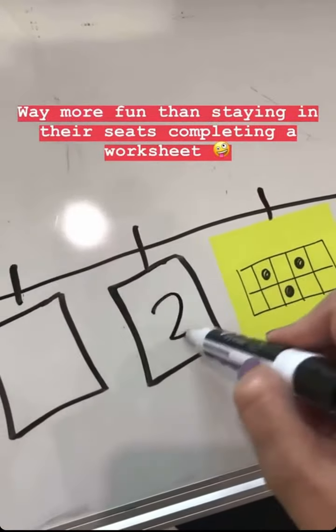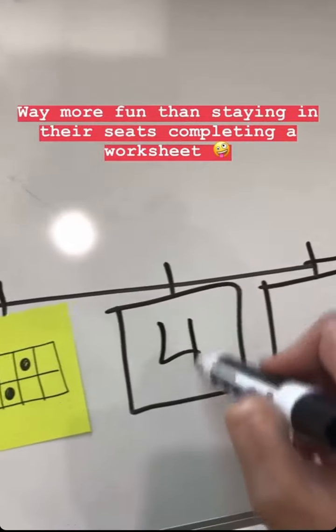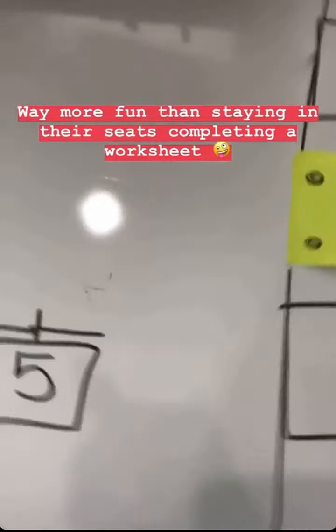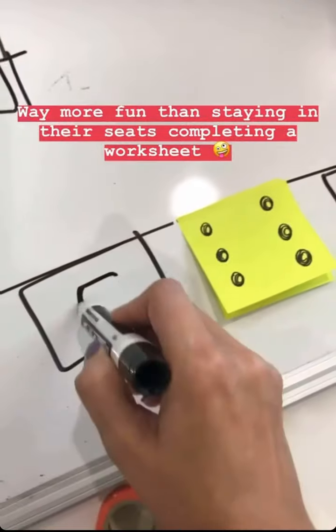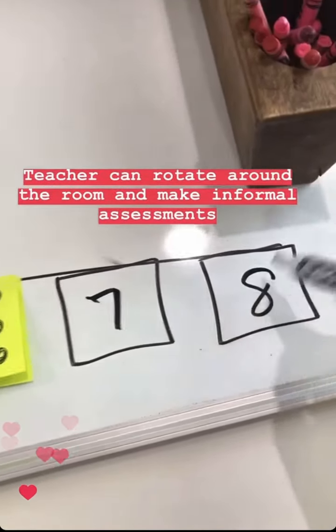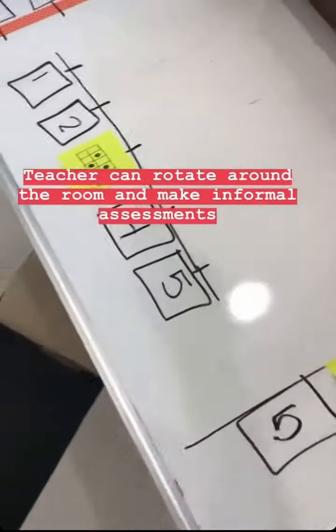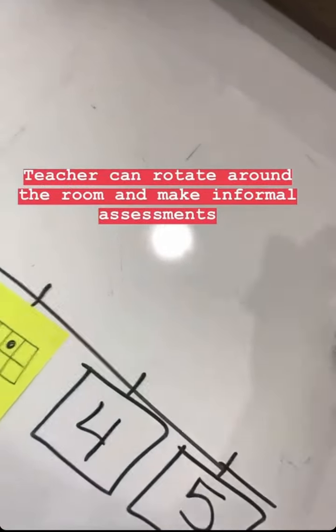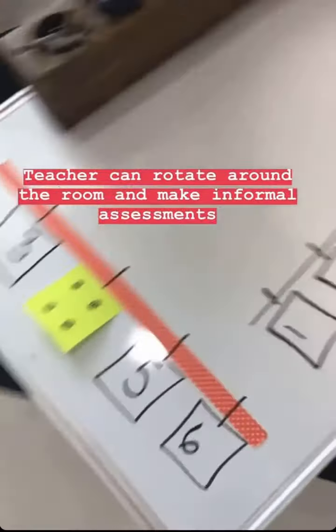So this would be 2, 1. Anyways, you guys get the idea. So this is just way more fun than having your students sit at a table and complete a worksheet. You can also be walking around the classroom and observing the kiddos. So this is really good for informal assessment.